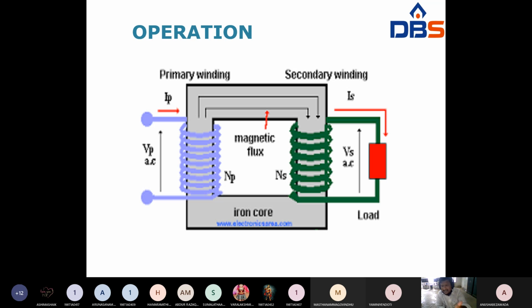Because of that alternating current, flux is also alternating. Whenever flux is alternating, zero, maximum, zero, negative maximum, zero, like that. So at one stage the flux is mutually induced from the primary winding to the secondary winding. Because of that linking flux in the secondary winding, EMF is induced. Because of that EMF, secondary current is produced, and that secondary current flows to the load circuit.